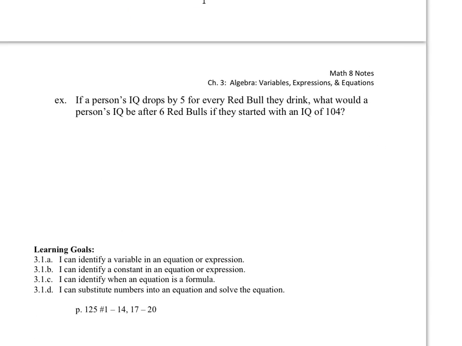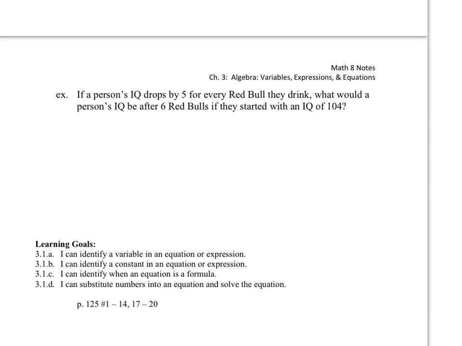All right, an IQ question. So if a person's IQ drops 5 for every Red Bull they drink, what would a person's IQ be after 6 Red Bulls if they started with an IQ of 104? So when I think about this one, I'm looking, okay, what is the question? The question is the end there. What would a person's IQ be after 6 Red Bulls if they started with 104? So we know some starting points. We know what's happening there. So drops. What is drops here? That is going to be subtraction. So where are we starting? We're starting at 104.